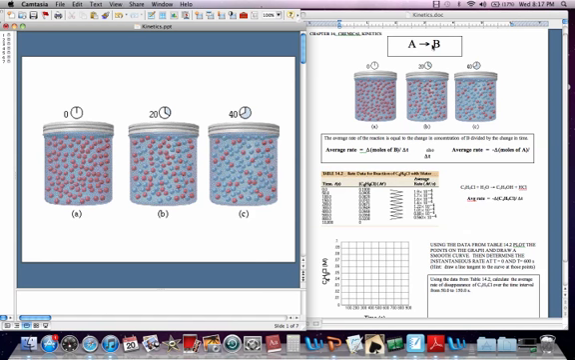If there was a 2 right here in front of B, then that would mean that B appears twice as fast as A disappears. And vice versa. If there was a 2 right here and nothing right here, or a 1 implied right there, that would mean that A disappears twice as fast as B appears.